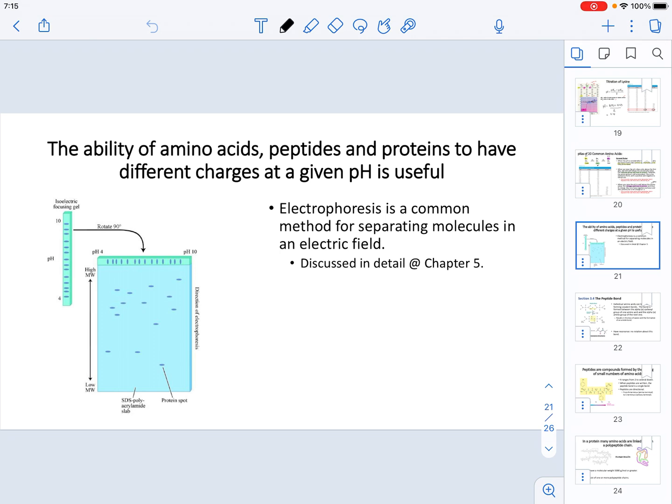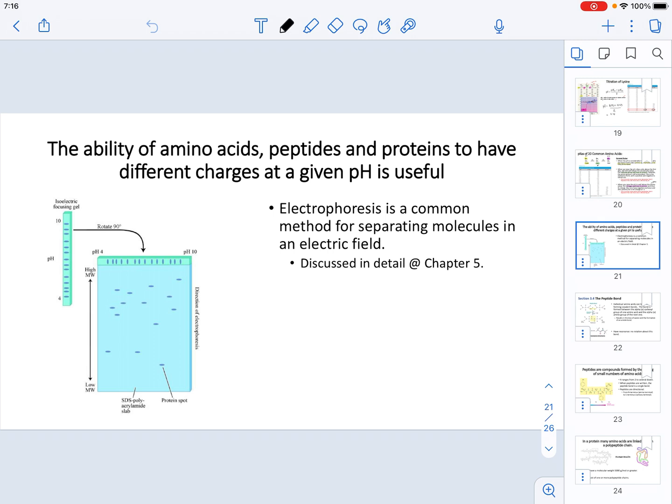Understand that these techniques are not exclusive. They have to be used in combination with other techniques in order to obtain the pure protein, but it is involved in the analysis of samples, for example, in biochemical reactions. Understand that electrophoresis is a common method for separating molecules in an electric field. One of the things that will be discussed in later chapters, specifically chapter 5, is how the isoelectric point for a particular protein can be utilized in techniques in order to separate samples.